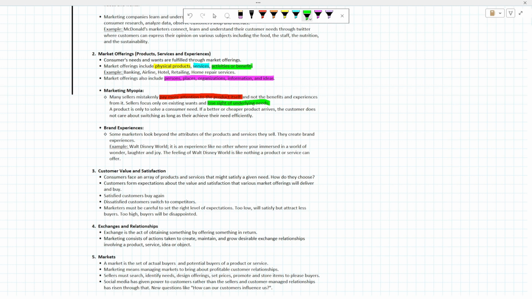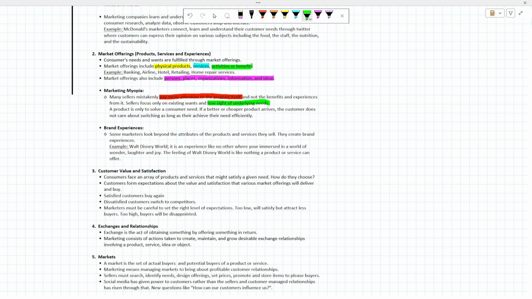A product is only there to solve a consumer need. If a better or cheaper product arrives, the customer does not care about switching as long as they achieve their need efficiently. So, brand experiences: some marketers look beyond the attributes of the products and services they sell. They create brand experiences. A good example of this is Walt Disney World. It is an experience like no other, where you're immersed in a world of wonder, laughter, and joy. The feeling of Walt Disney World is like nothing a product or service can offer, and it's unique to itself.